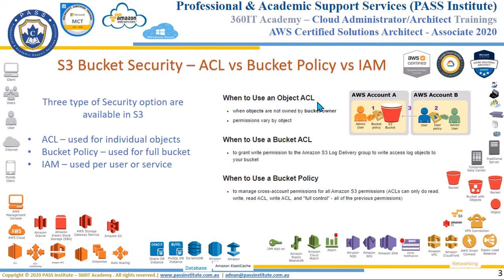When do we use the object ACL? When objects are not owned by the bucket owner and permissions vary by object, then we use ACL. When do you use the bucket ACL? To grant write permission to the log delivery group to write access log objects to the bucket. And when do you use the bucket policy? To manage cross account permissions for all of the S3 permissions. So in general, keep in mind that ACL is for individual objects, bucket policy is for the complete bucket, and IAM is a per user policy.